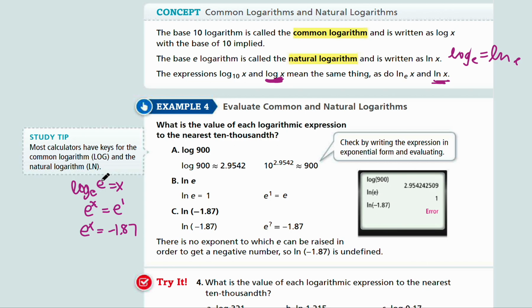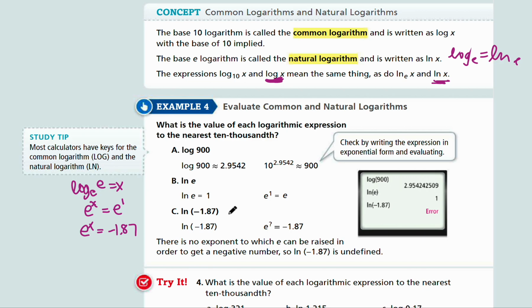And it is a positive number. If your base is positive, no matter what your power is, you cannot get a negative solution, right? So this is undefined. ln of negative numbers does not exist. There cannot be a negative number for the natural log ln. Okay, so these are some properties that the common and natural log have.